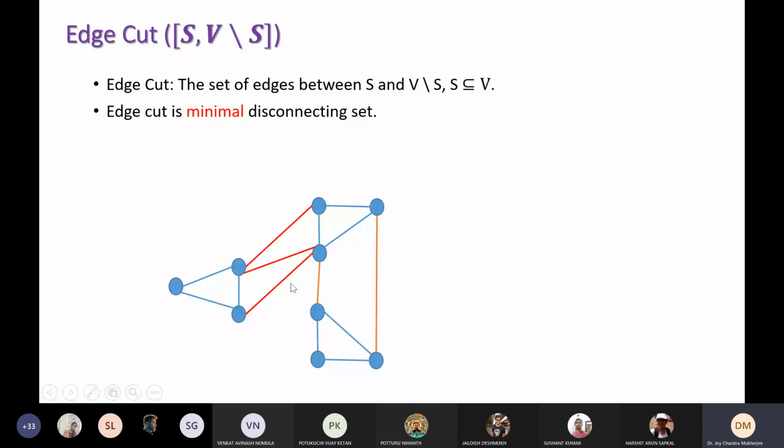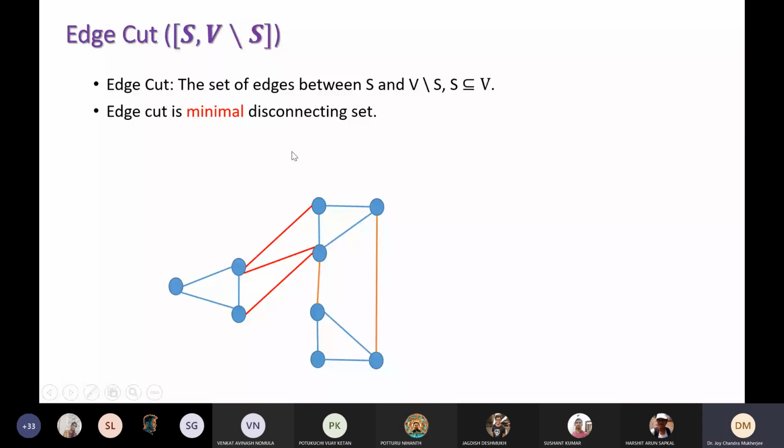The minimum edge cut is this 2. So a minimum edge cut is definitely a minimal disconnecting set, but the vice versa is not true. It is not that if it is a minimal disconnecting set, then it will be the minimum edge cut, but it may be an edge cut.